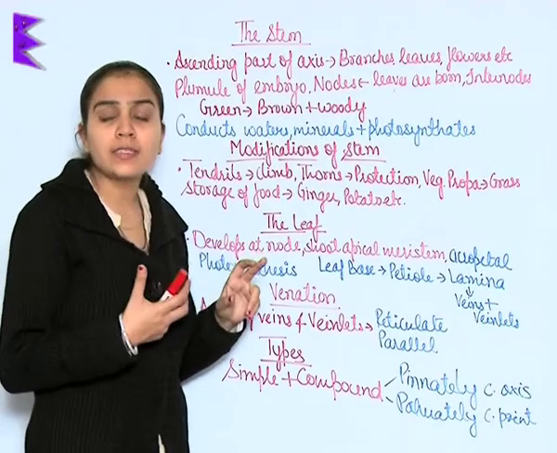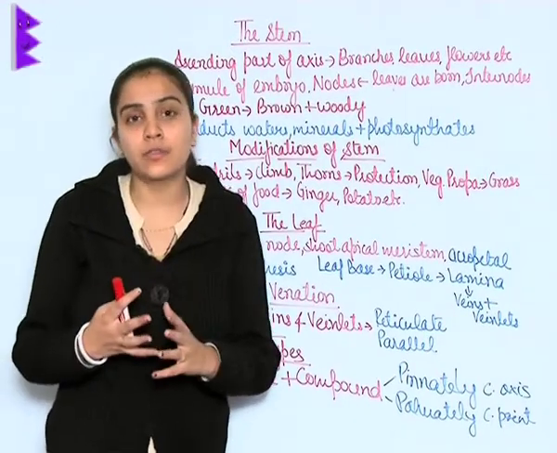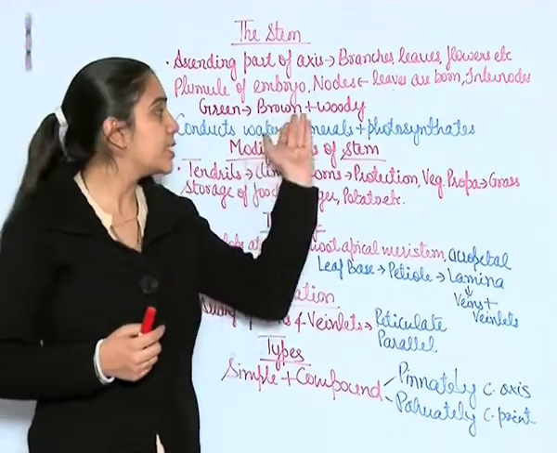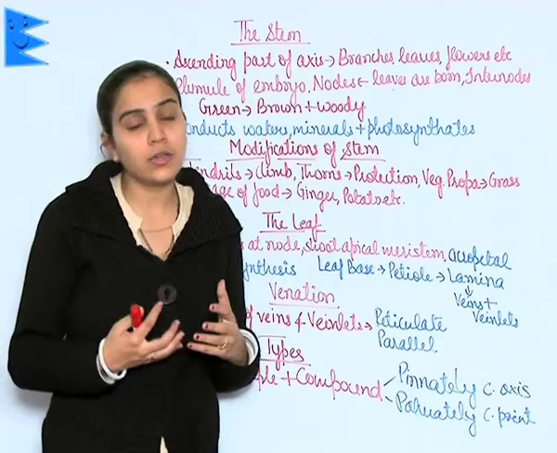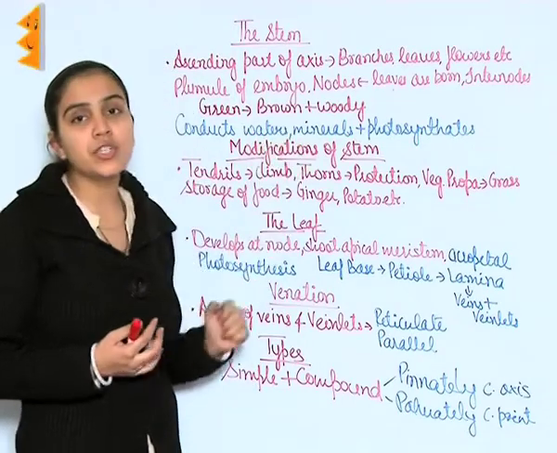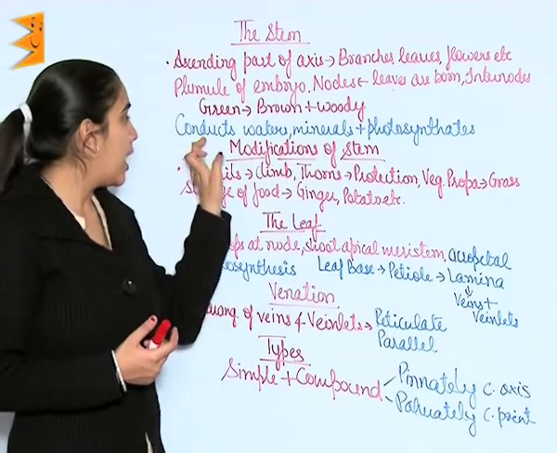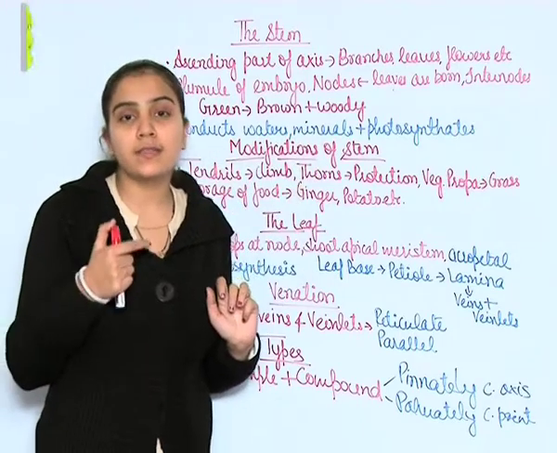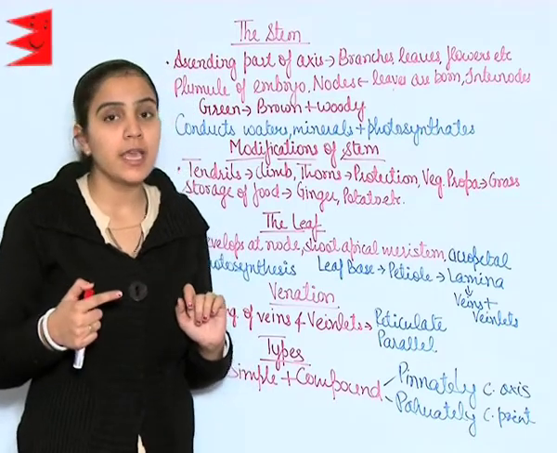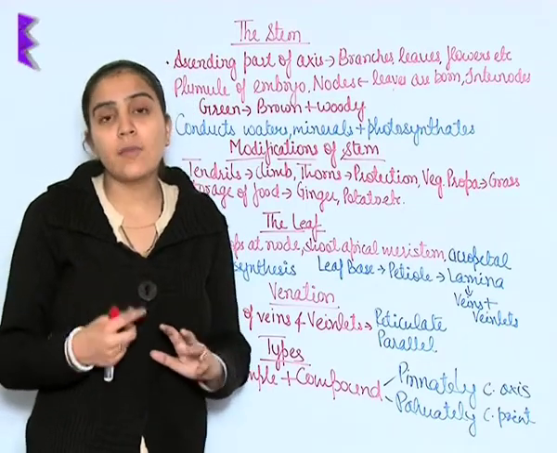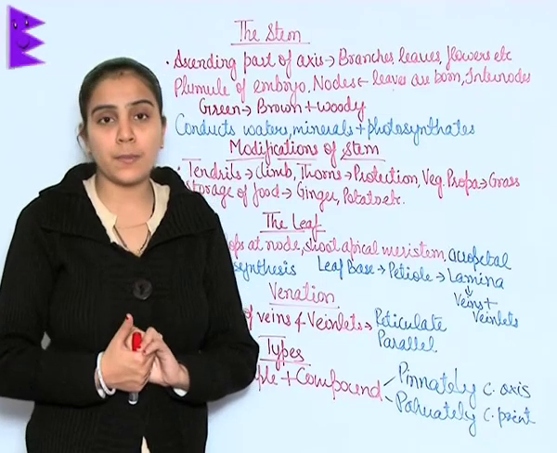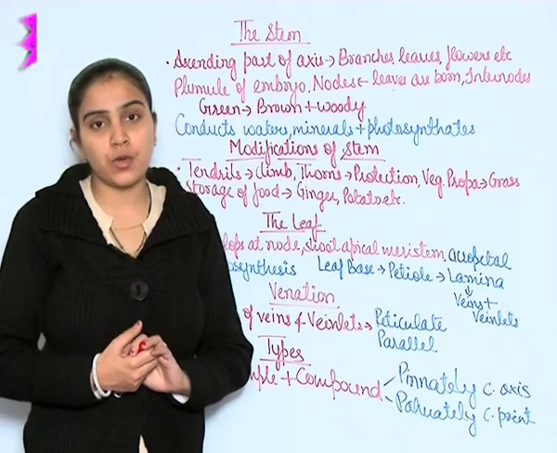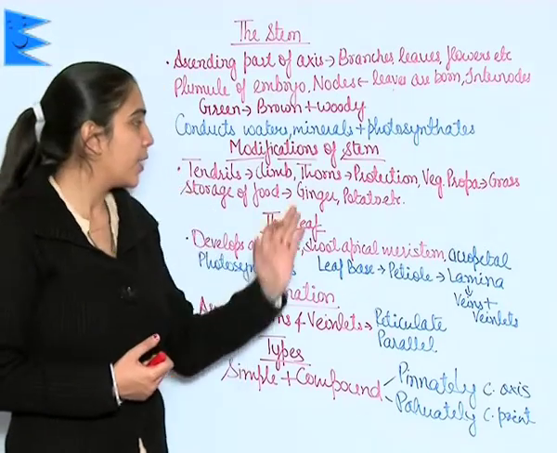When the plant is young, the stem is green, but as the plant gradually gets old, the stem becomes brown and woody. The main function of the stem is conducting water, minerals and photosynthate across the plant. In certain cases, the stem also functions in supporting the plant body and as a storage medium for reserved food, etc.